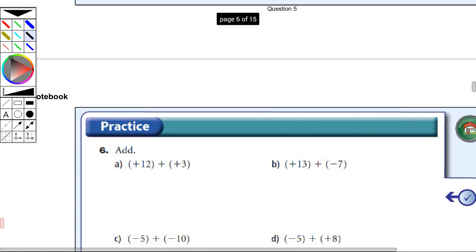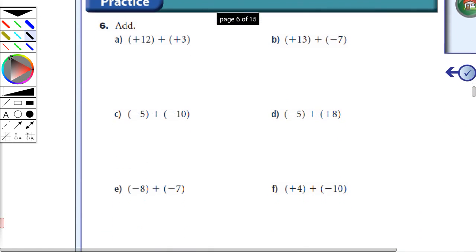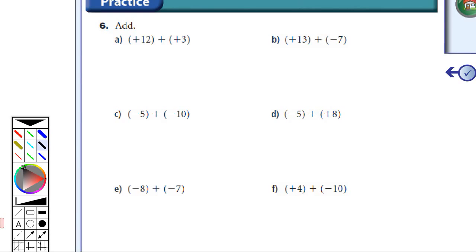Let's look at the next question, number 6. So I'm going to employ the rule that we came up with before. Maybe we put that on the side here. But in the middle, if I see a ++, I know that's just going to be adding. So I'm going to rewrite this as 12 + 3, which will make it 15.